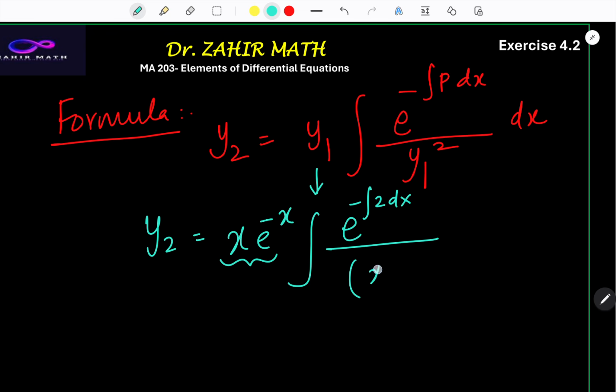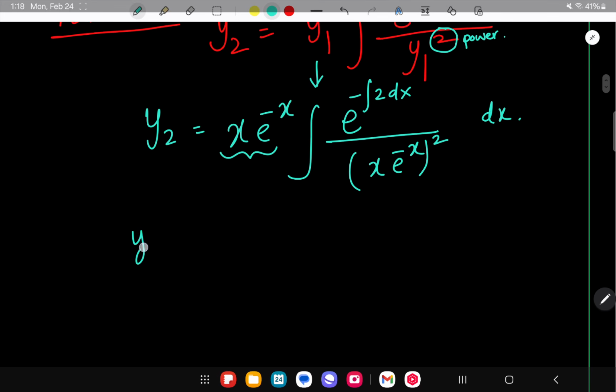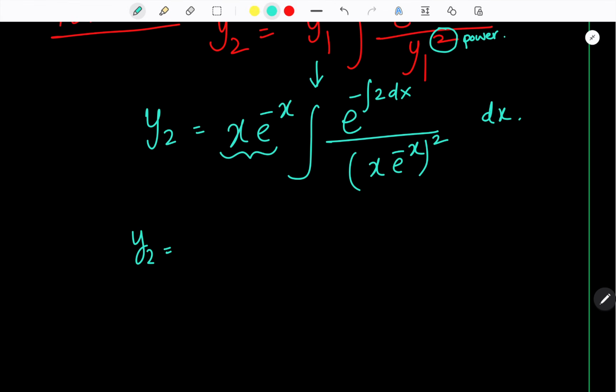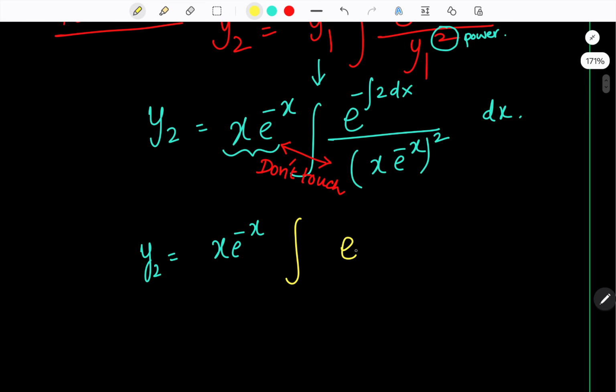This is your y1, so y1 square dx. This is the squaring power. So y2 equals x e power minus x. I'm telling you again here, just make an arrow mark and write: don't touch until integration gets over. Okay, so integral e power, what is integral 2 dx?